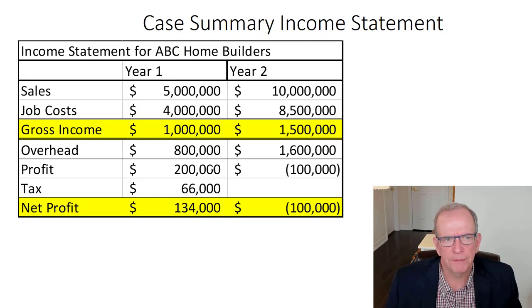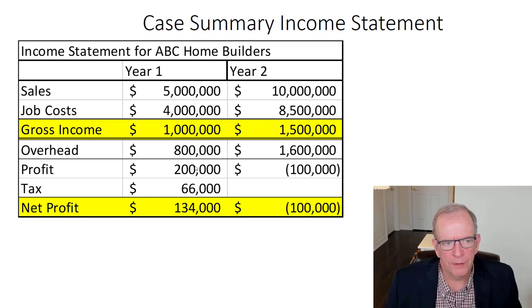So I've got a very simplified income statement here for ABC Home Builders. We're saying that ABC builds about $5 million worth of sales in a year. In year two, they're projecting to do 10 million. They've got job costs of 4 million, and in year two, job costs of 8,500,000. They've also got overhead of 800,000 in year one, and it's doubled in year two.